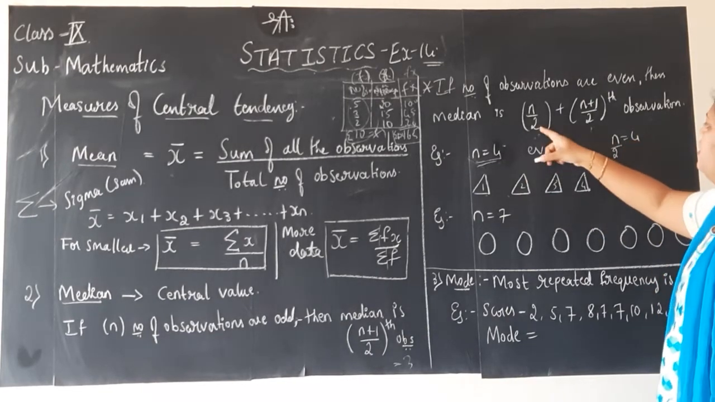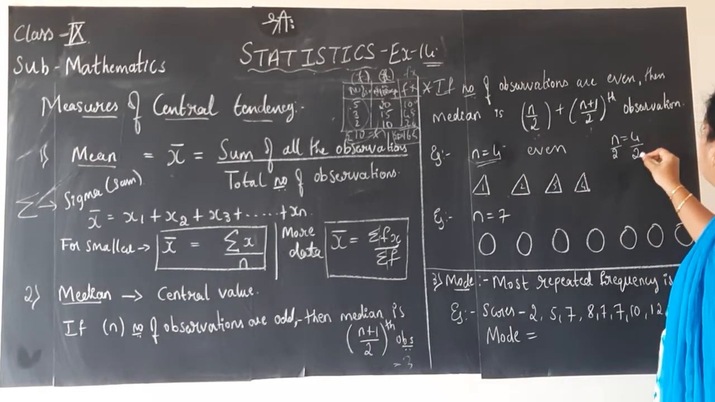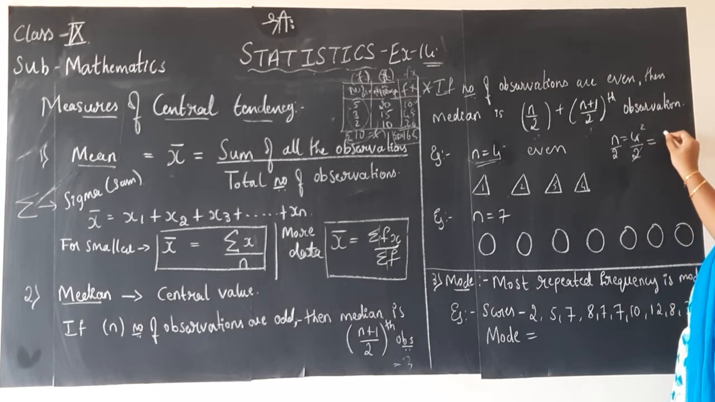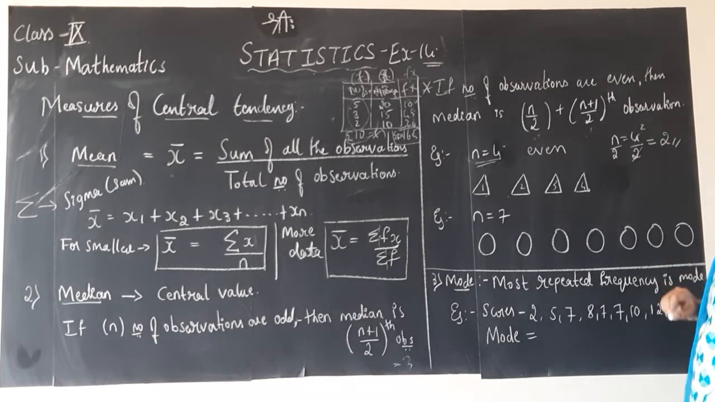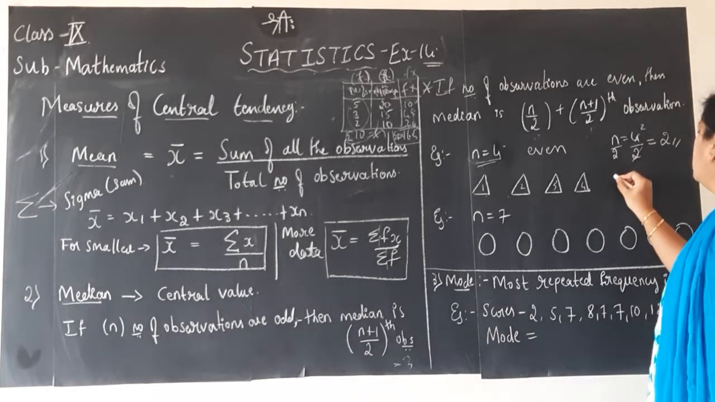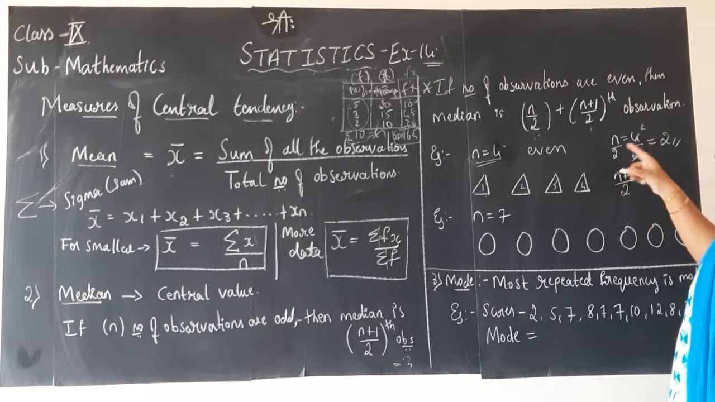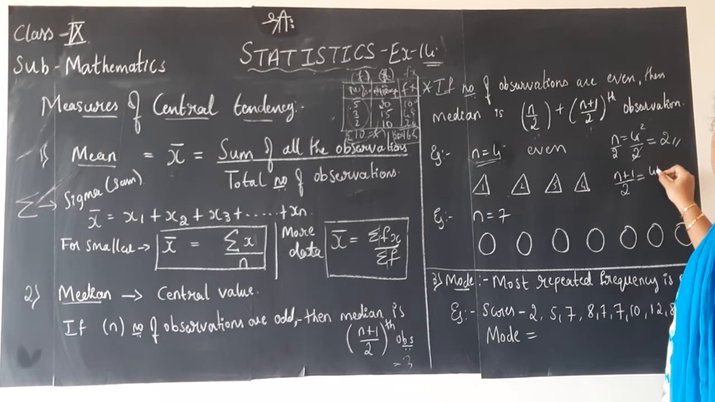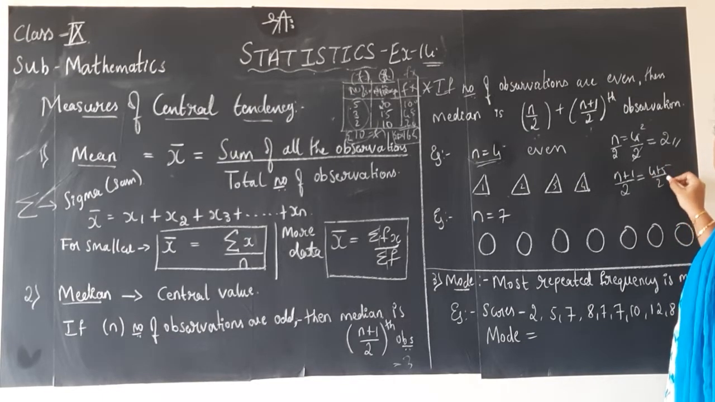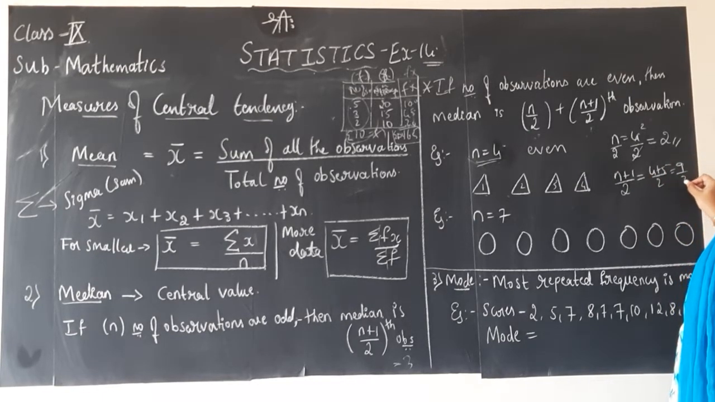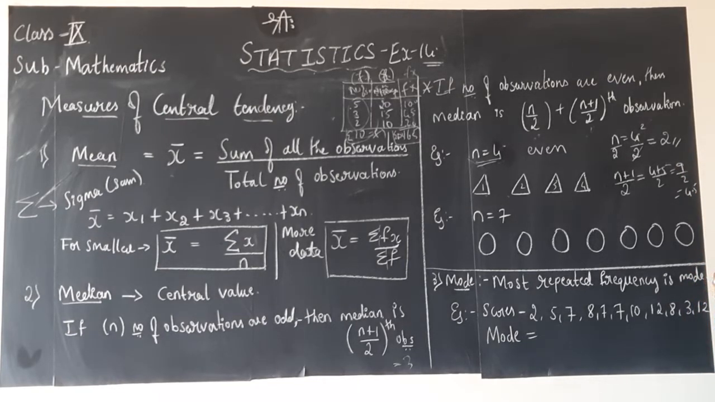First I will find out what is n by 2. And what is 4 by 2? 2 ones are 2, 2 twos are 4. n by 2 is equal to 2, I got. Next I will do n plus 1 by 2. n is what? Again 4. 4 plus 1 is what? 5 by 2, which is clearly 2.5. Isn't it? We got 2.5.